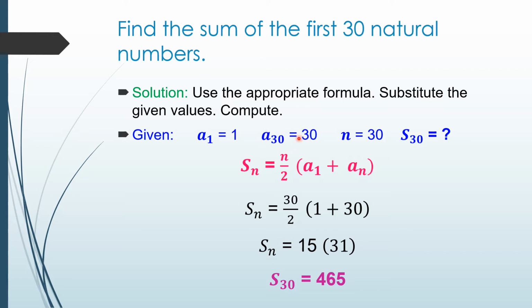Now, let's substitute the given values. Instead of writing n, write 30. Instead of writing a sub 1, write 1. Instead of writing a sub n, write 30. Then let us simplify the equation. So we have S sub n is equal to 30 divided by 2, that is 15, times 1 plus 30, that is quantity 31. Now, we have to multiply 15 and 31, and we will get 465. Ibig sabihin, ang sum ng first 30 terms ay equal sa 465.